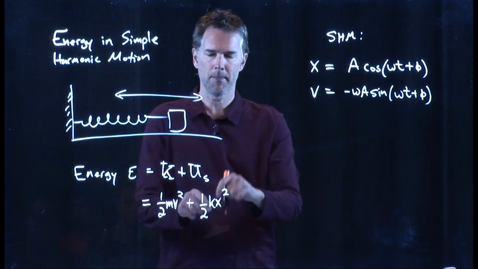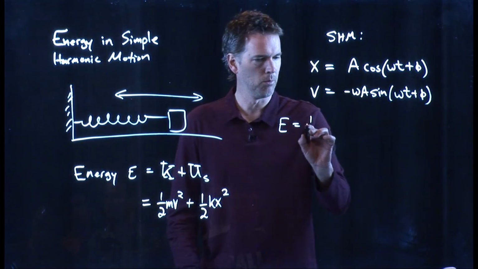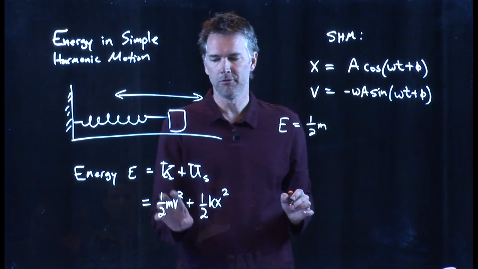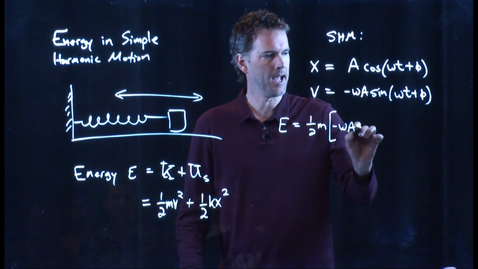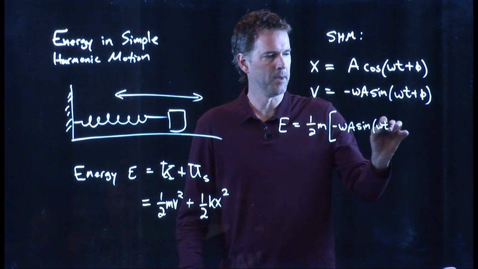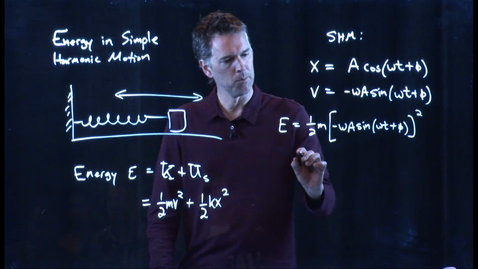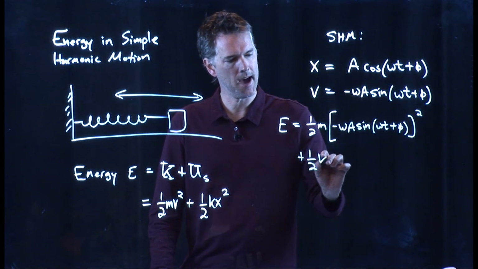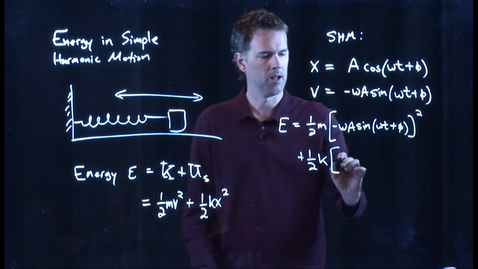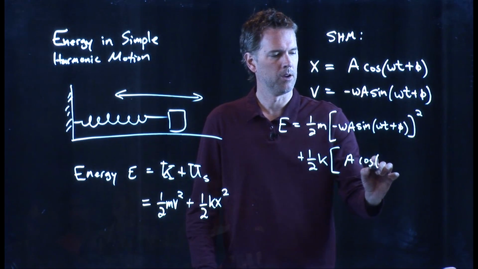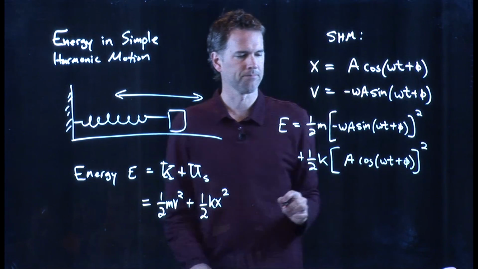And now I can put all that back into this equation. So what does energy become? 1/2 m times v squared. Here's my v right here. Negative omega A sine(omega t plus phi). We're going to square that. And then we're going to add 1/2 k times x squared, but there's my x. A cosine(omega t plus phi) quantity squared.